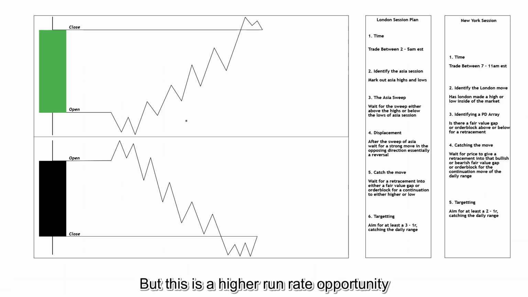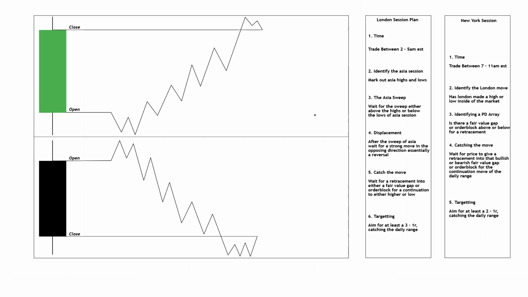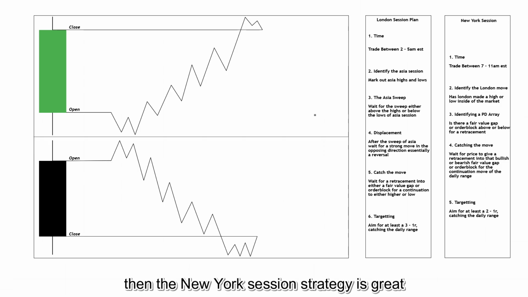But this is a higher win rate opportunity than the London session strategy because we have already gotten the confirmation that London has created a high or low of day, and we're simply getting the retracement leg move. So if you're the type that prioritizes high RR, then the London session strategy is great for you. But if you prioritize high win rate and still a 2 to 1 R, then the New York session strategy is great for you. Choose the strategy that you feel most comfortable in as a trader.